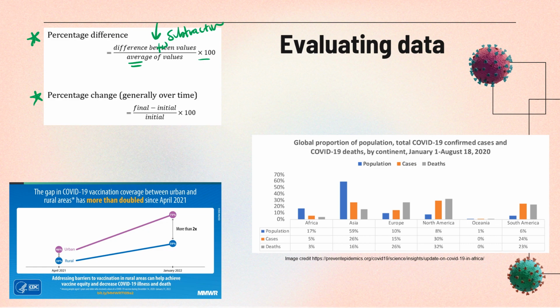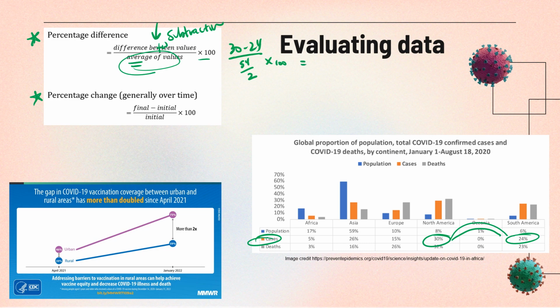Let's say that I want to find the percentage difference between cases of COVID-19 in North America and cases of COVID-19 in South America. I'm going to find the difference between these two. That's going to be 30 minus 24. I'm going to find the average of those two. 30 plus 24 is 54. Divide it by 2 to find the average. Multiply by 100 to turn that into a percent.